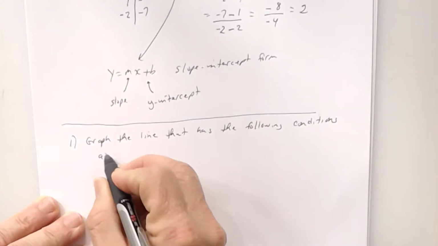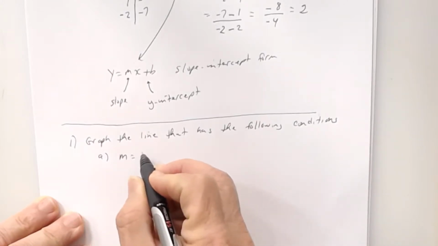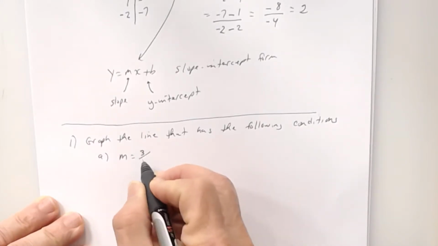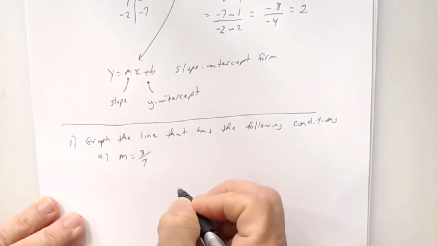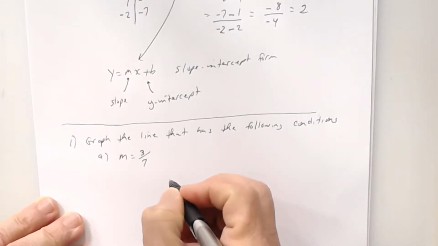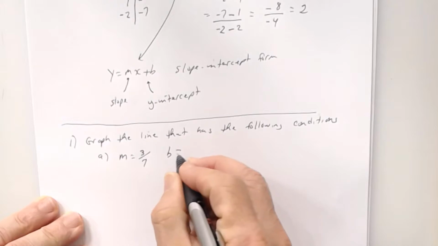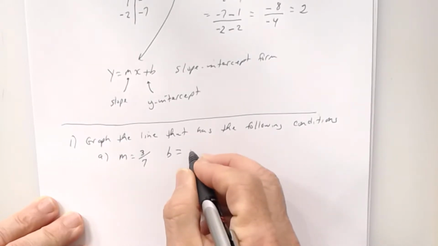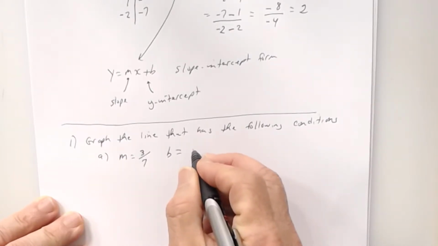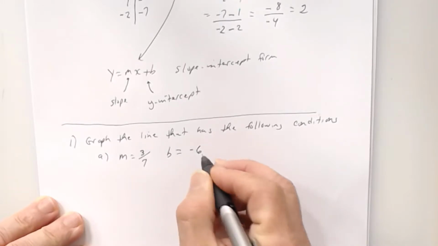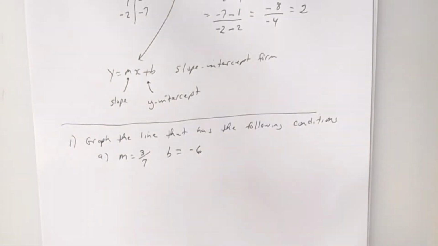Okay, letter A. Suppose you're told that the slope is 3/7, and that the y-intercept B is, let's say, -6. So you want to graph the line that has slope 3/7 and y-intercept -6.